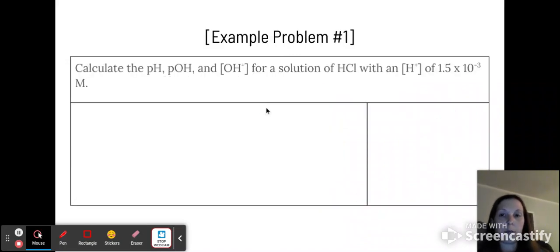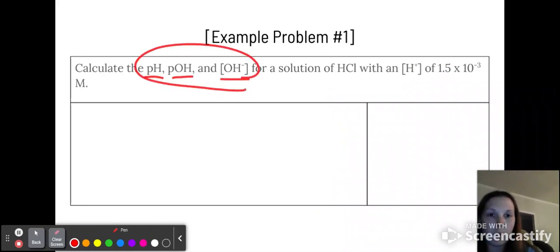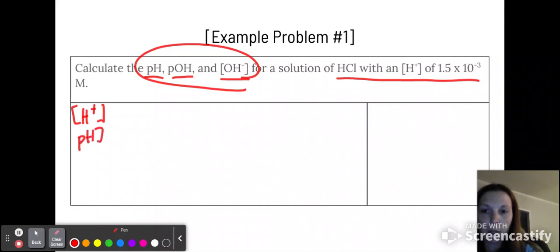All right, so let's do some calculations together here. We are going to calculate the pH, pOH, and OH-. We want all of those from a solution of HCl with a concentration of 1.5 times 10 to the negative 3. So I like to set this up to show what we have and what we're calculating. So from there, probably easiest to do.